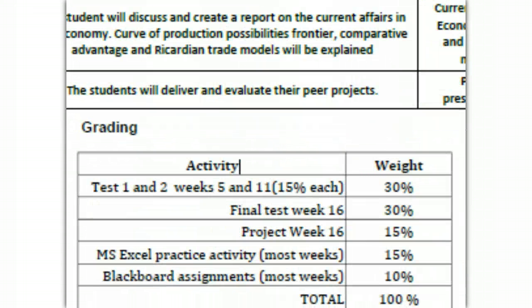Regarding your tests, there will be 3 tests during the semester, 2 over the course of the semester on the 5th and the 11th week, and 1 final comprehensive test. The total weight of all the tests is 60%, with 15% for each of the first 2 partial tests and 30% for the final test.